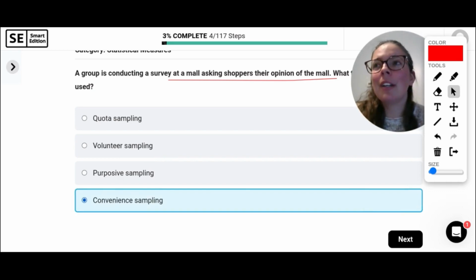If I want to know what people think of the Wendy's burger, I'm going to go to Wendy's. What do people like most about math class? I'll stand outside of math class and ask. Those are examples of convenience sampling.